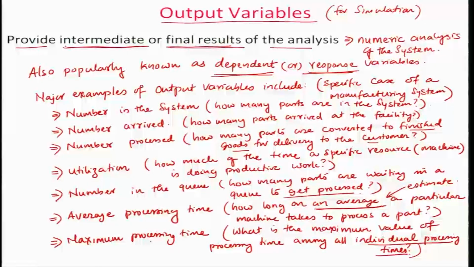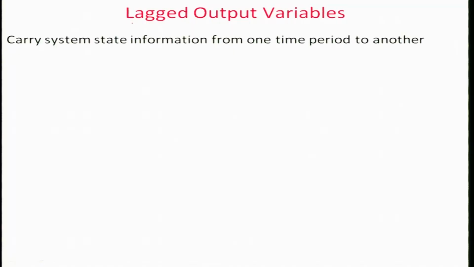So, these kinds of variables that I mentioned to you, the number in system, number arrived, number processed, all those are quite common when you are studying any of the systems in simulation, and these give you an approximate idea of what the final performance of the system is when the simulation is completed, or when the simulation is running as time progresses. Okay. The next variable we are going to talk about is the lagged output variables.